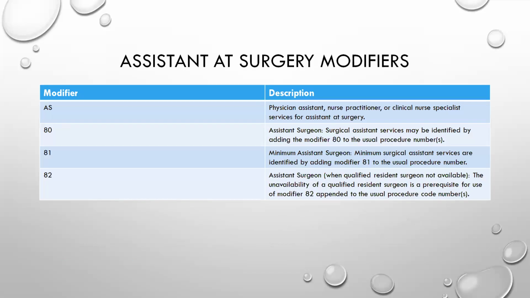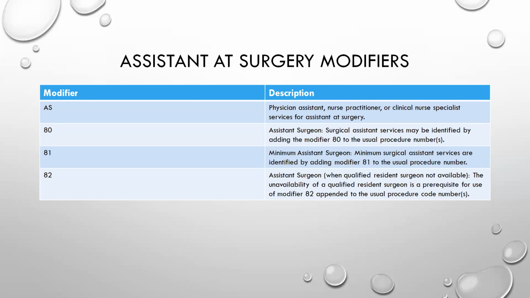So, in contrast, assistant at surgery, there are 4 different modifiers that we use for this, and they all have a different classification. So an AS modifier is going to be your physician assistant, your nurse practitioner, your clinical nurse specialist that assisted at surgery. Your modifier 80 is your assistant surgeon, and this is going to be if another surgeon assisted. Okay, another MD, DO, whatever the case may be, not a mid-level.